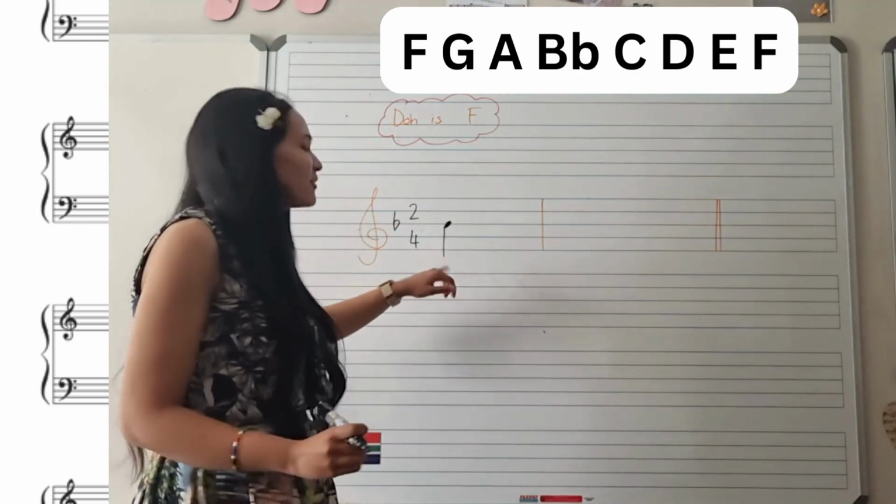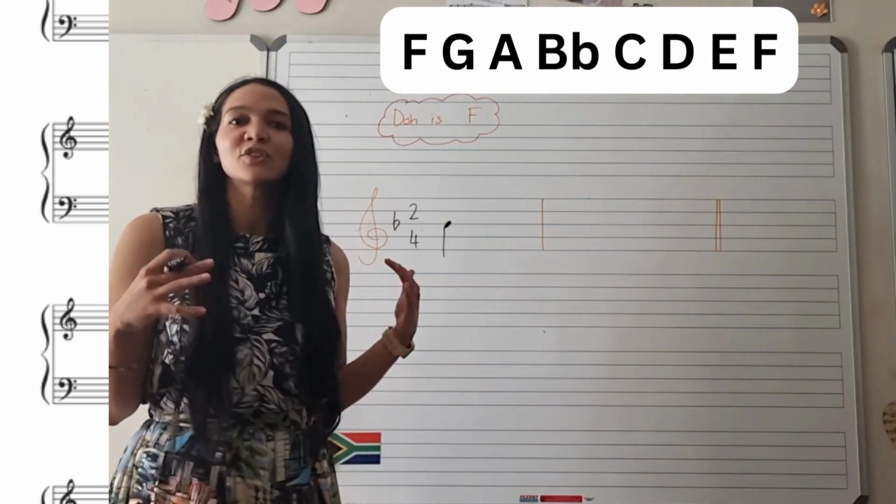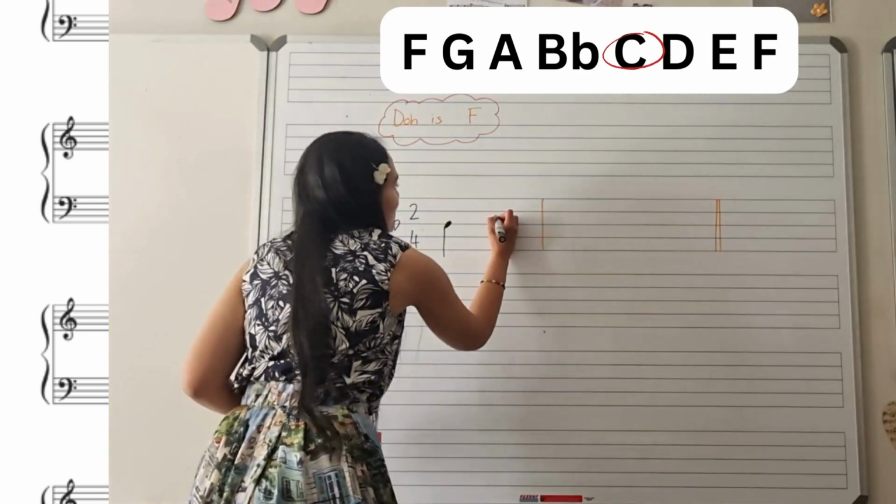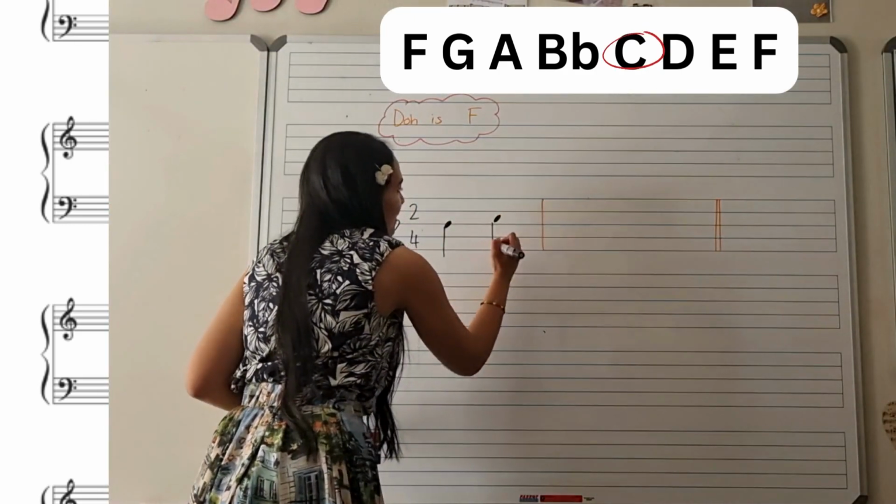So our first crotchet B flat, then our second crotchet, it is on So, which is the 5th degree, and the 5th degree in F major is a C. So I'm going to go ahead and put a crotchet C there.